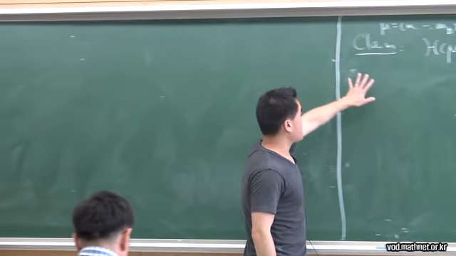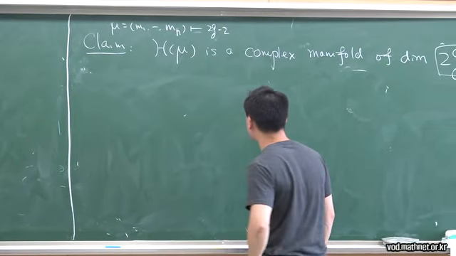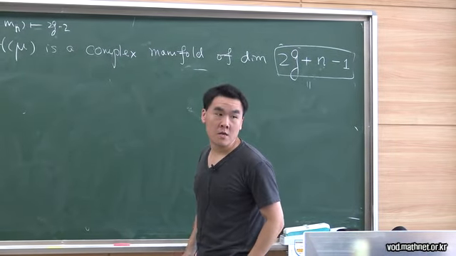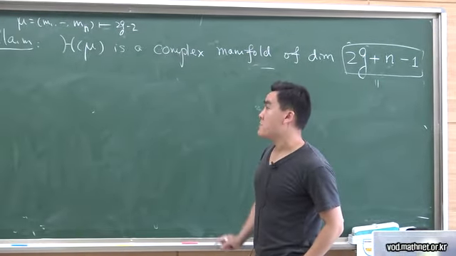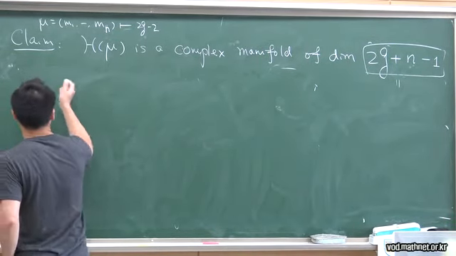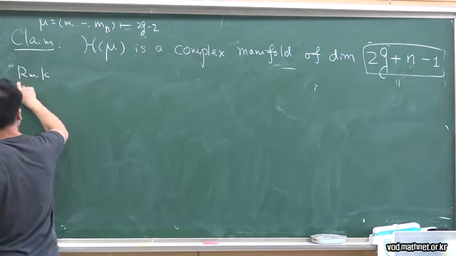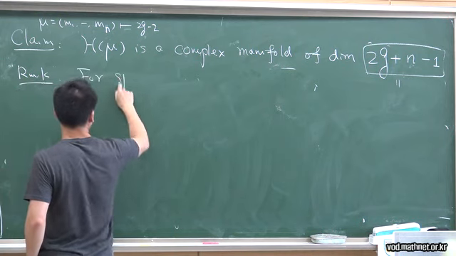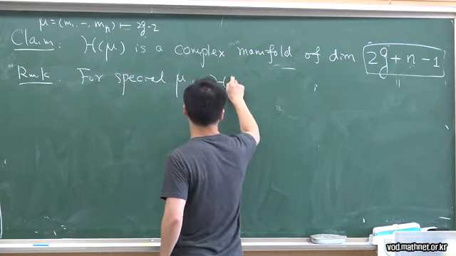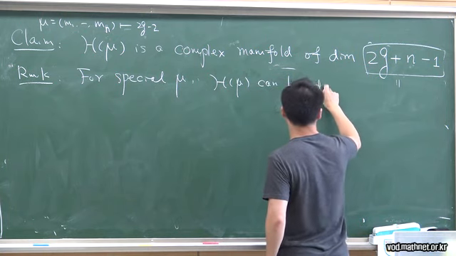We'll continue from this statement. We have just discussed this stratum H mu as a complex manifold of dimension 2g plus or minus 1. Nevertheless, surprisingly, this H mu can be disconnected. So maybe let me put a remark. For special mu, I'll be more precise in a second, this space H mu can be disconnected.